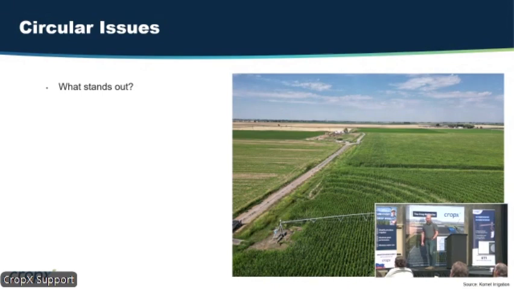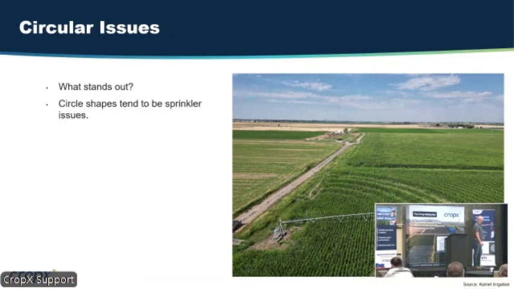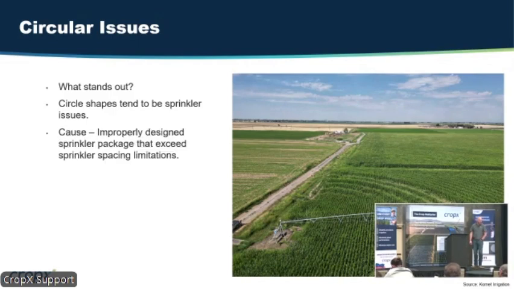Look at the center point of this machine. Okay, even worse. So what stands out? Obviously, we should not be able to see bare dirt through a canopy. Right? We should not see what looks like wind blowing through a cornfield. Like I said, circular shapes tend to be sprinkler issues. The cause: improperly designed sprinkler package that exceeded the sprinkler spacing limitations.